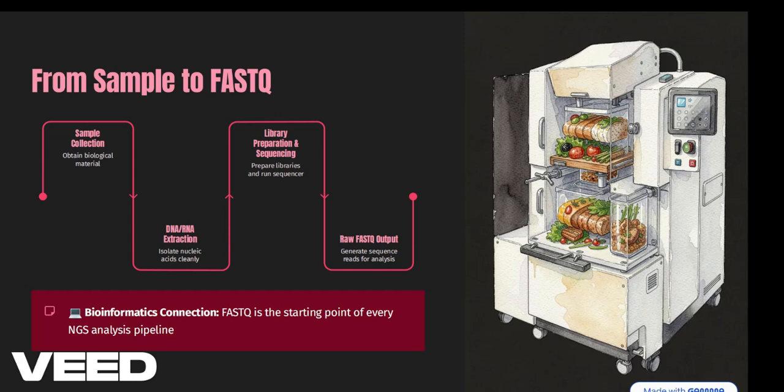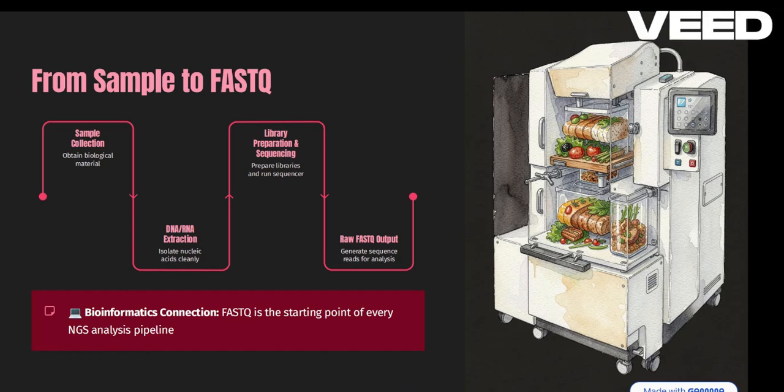NGS is a high throughput sequencing technology. It allows us to sequence a very large number of DNA fragments in parallel. This means that NGS can generate a huge amount of sequencing data. So, in simple words, Sanger sequencing is generally used for smaller targeted sequences, but NGS is designed for large scale and high throughput sequencing. This is why NGS has become extremely important in modern genomics and biomedical research.